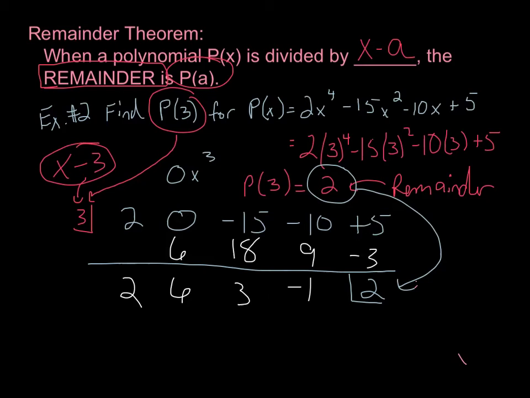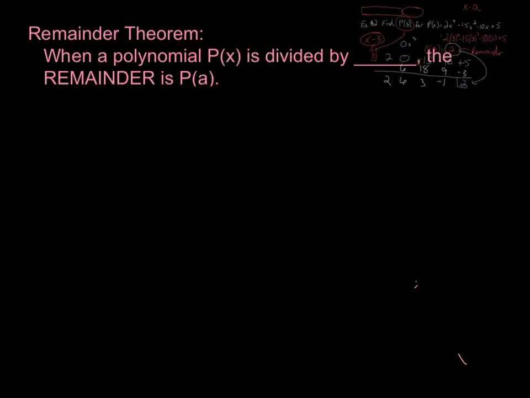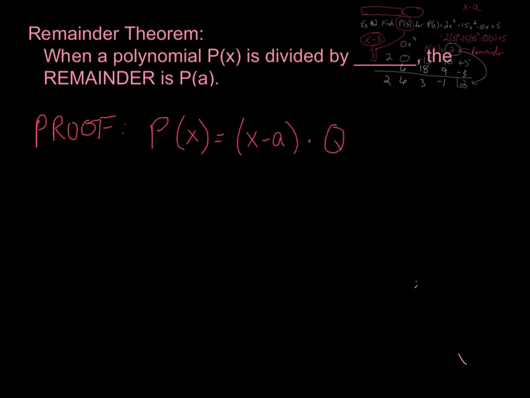Okay, got a little proof that I want to do for you guys. I know you love the proof. Let's prove the remainder theorem. We already said that p of x, any function, is equal to a divisor times the quotient plus the remainder. That's dividend equals divisor times quotient plus remainder. We just wrote that.